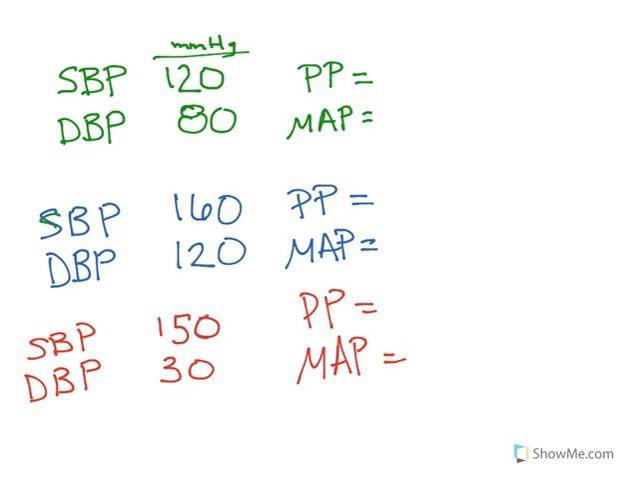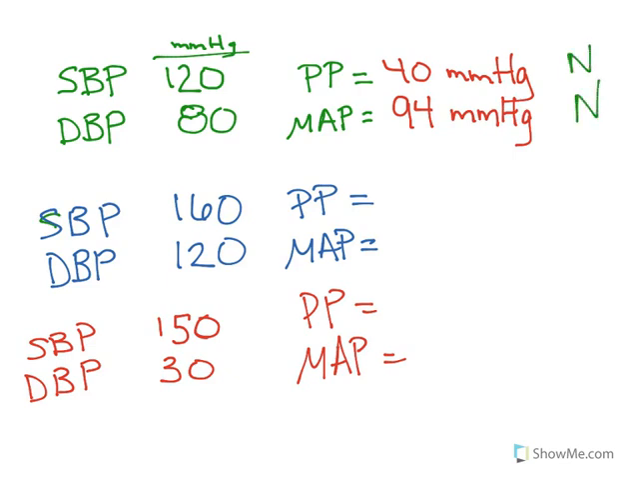So if I have a blood pressure of 120/80, what's my pulse pressure? 120 minus 80 gives me 40 millimeters of mercury. Okay. A third of 40, figure out what that is, and then I add it to the diastolic blood pressure. If I do that, I should get a mean arterial pressure of about 94 millimeters of mercury. All right. Both of these, N means normal. So both of those are in the normal range.